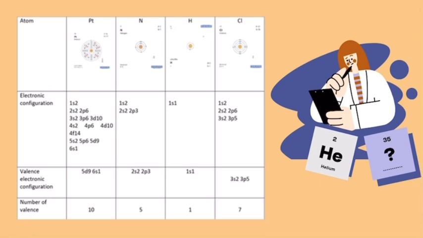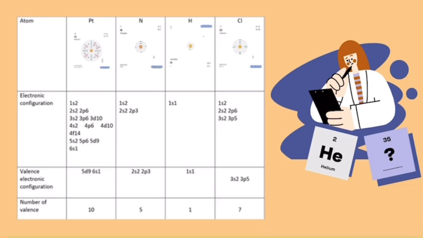The first one is platinum. The electronic configuration of platinum involves the d orbital: 1s2, 2s2, 2p6, 3s2, 3p6, 3d10, 4s2, 4p6, 4d10, 4f14, 5s2, 5p6, 5d9, 6s1. As we know, platinum is a transition metal, so it involves d and f orbitals. Its valence electronic configuration is 5d9, 6s1, so the number of valence electrons is 10.